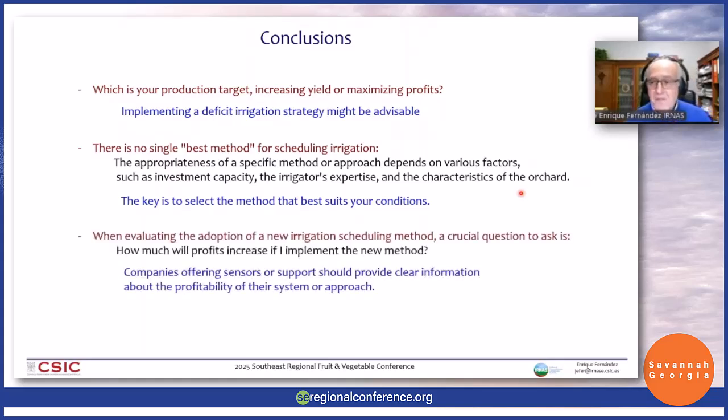And finally, there is a very important question. If you want to adopt a new method to schedule irrigation, the important question is, all right, if I adopt it, how much will my profit increase? This is a key question. You have the right to pose this question to the company selling you or offering you the system or the approach to schedule irrigation. The company should provide you an answer for you to be sure that adopting a new method to schedule irrigation is going to be beneficial to you. Otherwise, there is no point in changing.